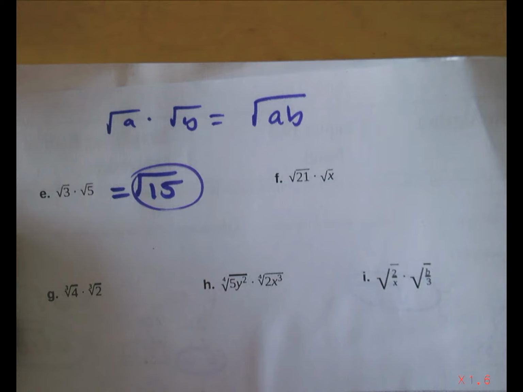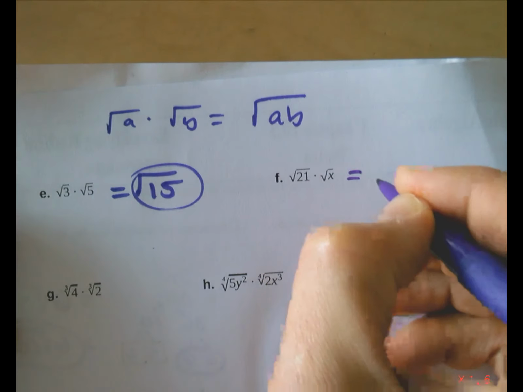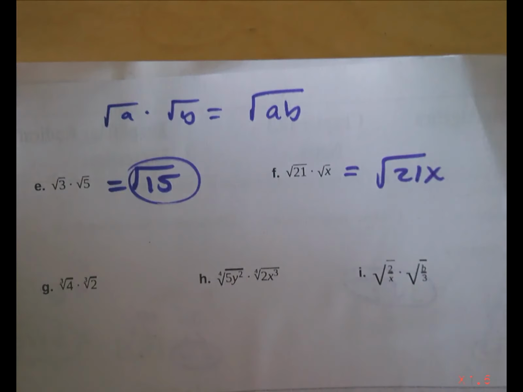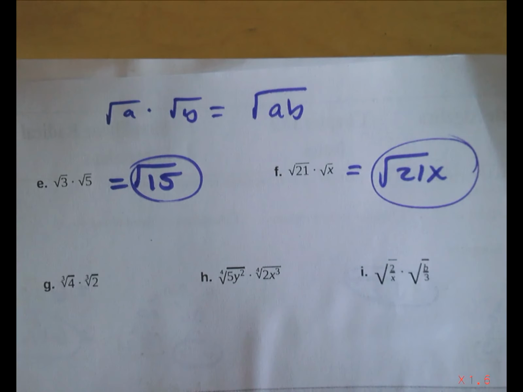Okay? So when I have f, the square root of 21 times the square root of x, well, that's just the square root of 21x. 21 does break down to 7 and 3, but there's no pairs. There's nothing for me to simplify. That is all I can do. So far, so good.